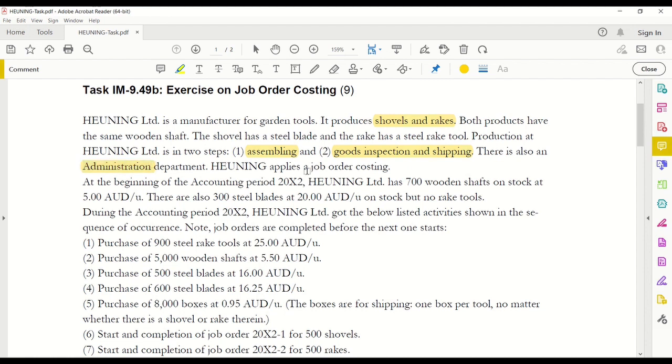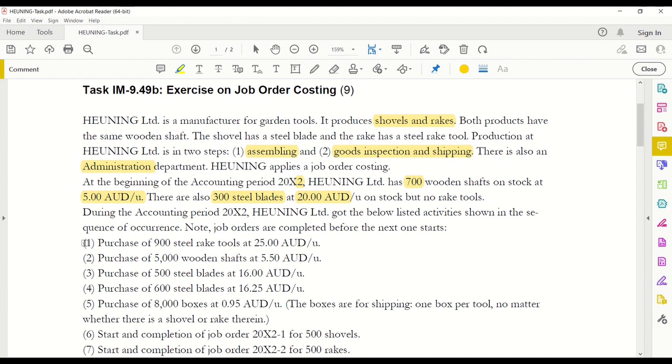HEUNING applies job order costing. That is what we saw in the required section already. At the beginning of 2002, HEUNING has 700 wooden shafts on stock at $5 per unit. There are also 300 steel blades at $20. This is what we need in order to record the opening values. During 2002, HEUNING had the below listed activities, shown in the sequence of occurrence. Note, job orders are completed before the next one starts. That might be relevant for us if we have to release parts from stock.